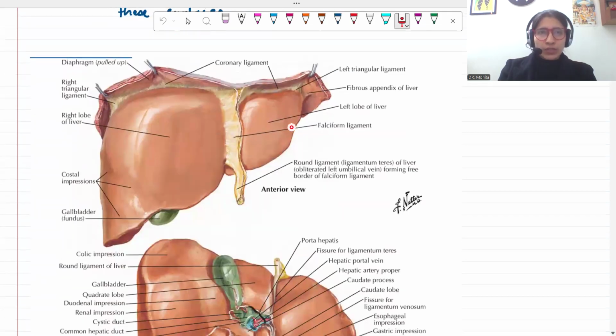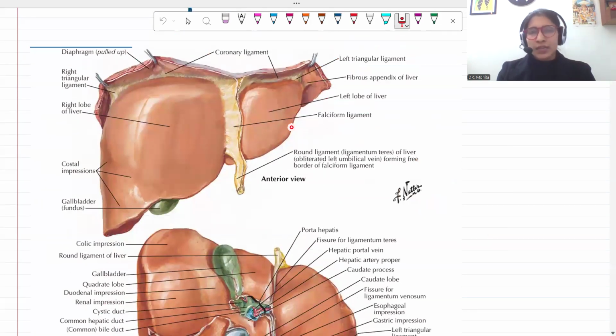Let's move forward. These are some diagrams I need to explain. So ध्यान से देखो, अभी ये डायग्राम जो दिख रहा है इसमें हम क्या क्या देख सकते हैं. So this is the liver and we are looking at the anterior view. So we can see the anterior surface of the liver. This is the diaphragm that is pulled up.